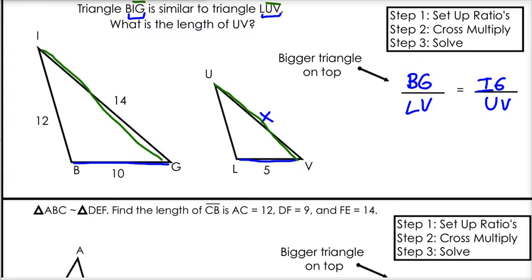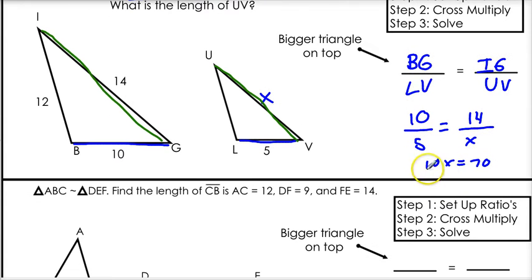Well, now let's just plug in our numbers. So I know BG is 10 and LV is 5, that's going to be equal to IG, bigger triangle on top, is 14, is to UV, which is X. I'm just plugging in my numbers now. Now we cross multiply like we learned in the last lesson. That is 10x is equal to 70. Divide both sides by 10. Oh, I'm running out of room here. And I get x is equal to 7. So UV is equal to 7.